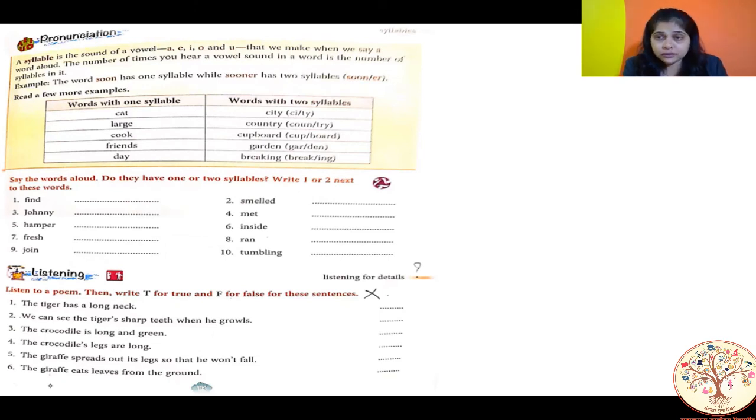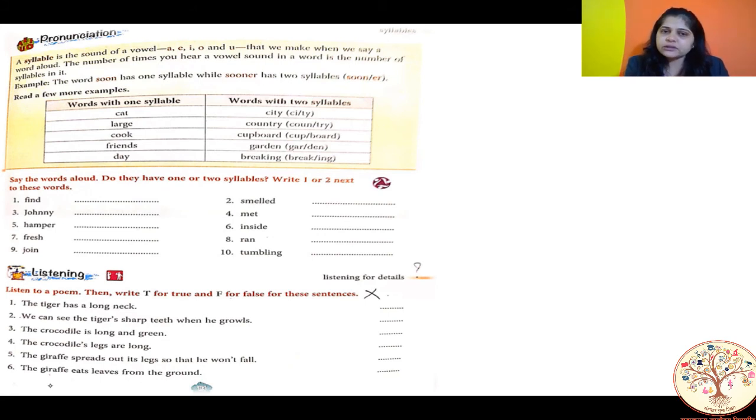Now there are so many types of syllables, like two syllable, three syllable. A syllable is the sound of vowel a, e, i, o, and u that we make when we say a word aloud. The number of times you hear a vowel sound in a word is the number of syllables in it. Like soon, soon is a word. What is in it? One syllable. And when we talk about sooner, the O and E, two syllables are there.